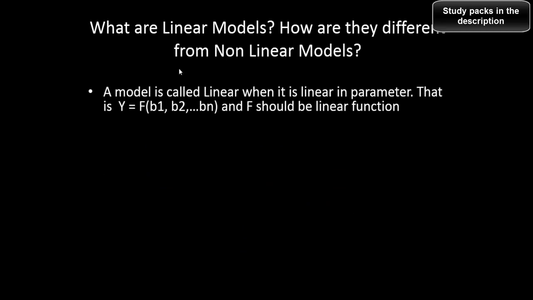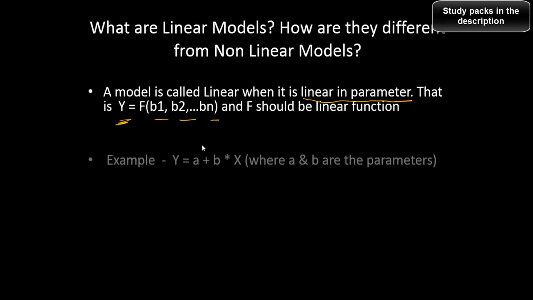The next question is, what are linear models and how are they different from the non-linear models? A model is called linear when it is linear in parameters. Now understand this particular statement, linear in parameters. We cannot say a model is nonlinear if it is nonlinear in variables. It has to be nonlinear in parameters. So a linear model is always linear in parameters, and I'll give an example which will make it more clear. And the function which relates your dependent variable with your parameters has to be a linear function.